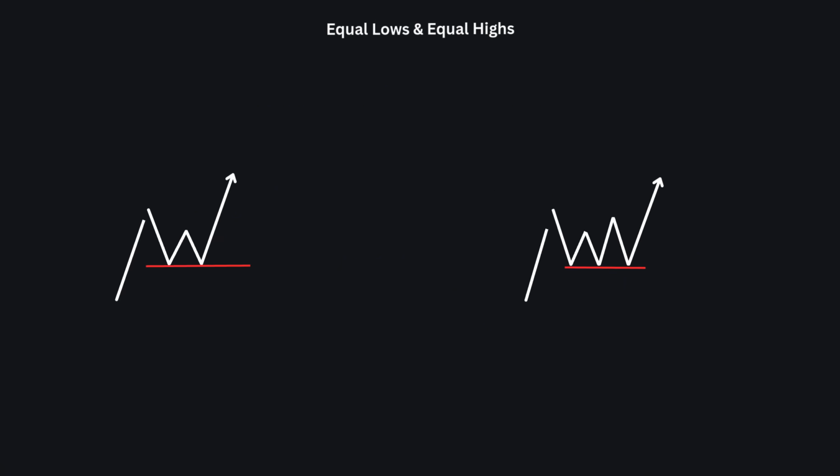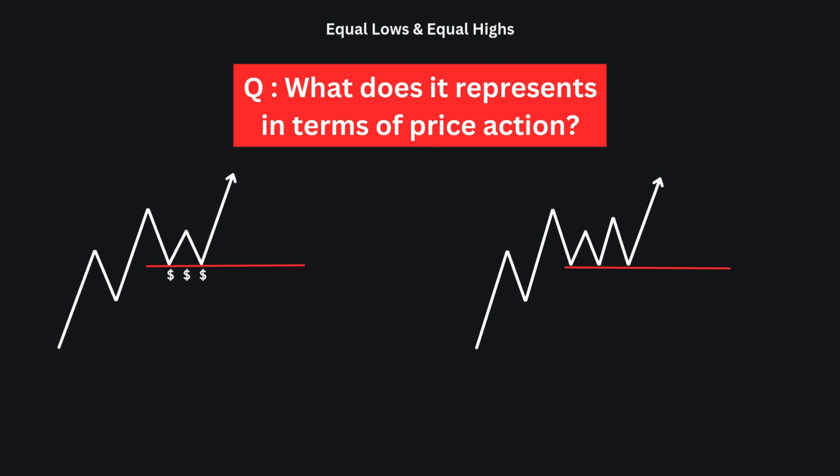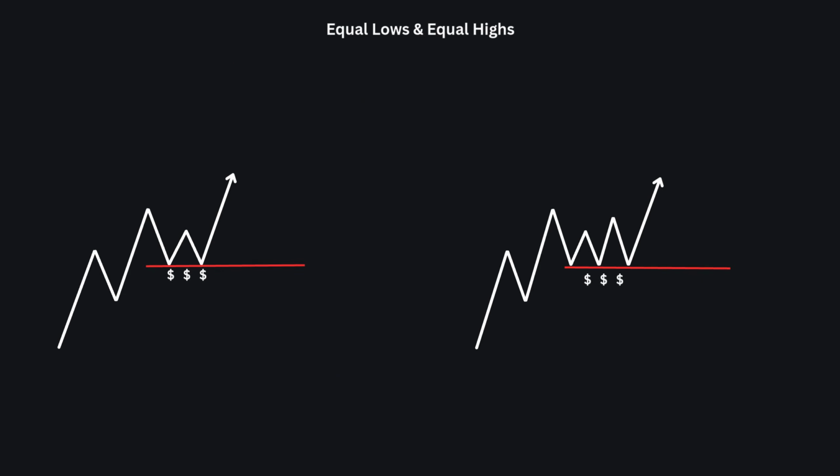There are many types of liquidity in the market, but the first type is equal highs and equal lows. As you can see in the picture, in equal lows, price will form equal lows where the low points are about the same level. Similarly, the price will form equal highs where the highs are about the same level. But here's a question: what does it represent in terms of price action? The double or triple equal lows that are created on the chart are great areas to look for trading opportunities.